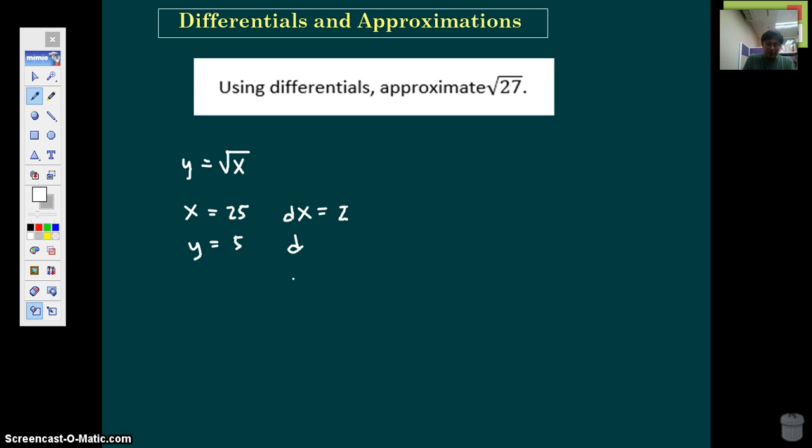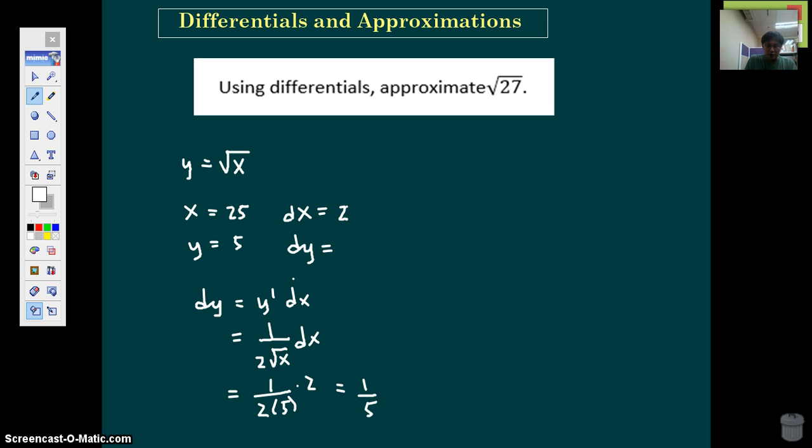Now we need to get the numerical value of the differential dy, and set up dy first. dy is y prime times dx. So y prime is the derivative of square root of x. That would be 1 over 2 square root of x dx. Now plugging in the values, if x is 25, 1 over 2 square root of x would be 1 over 2 times 5, and then dx would be 2. So this will give you 2 over 10, or 1 over 5. So the numerical value of the differential is 1/5.